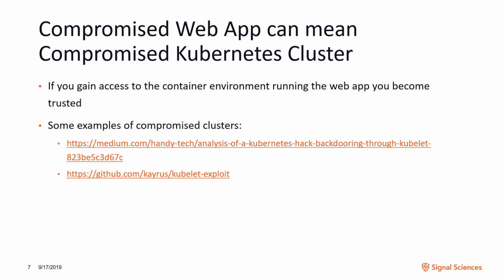So that brings me to the next topic: a compromised web app can mean a compromised Kubernetes cluster. We have seen this. I included a couple of examples of articles that talked about where a compromised web application has been that front door to actually compromising Kubernetes.